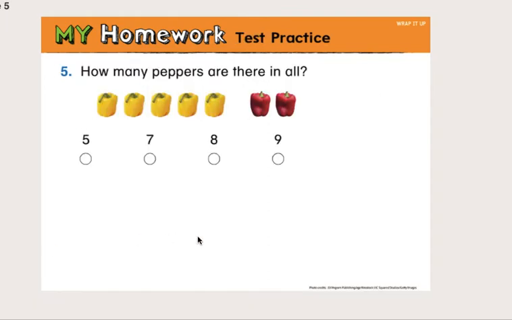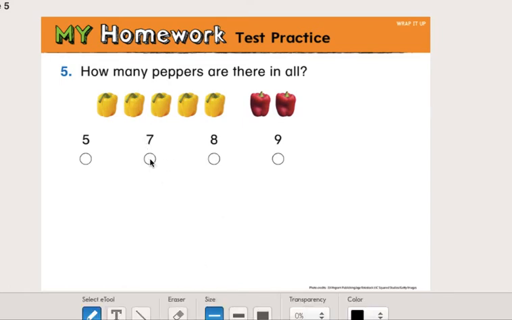Oh, here's one of those problems where we need to find the correct answer and color in the circle. How many peppers are there in all? 1, 2, 3, 4, 5, 6, 7. I will use my writing tool, find the number 7, and I will color in the circle by the number 7. We will watch a video, and then it will be your turn to practice.